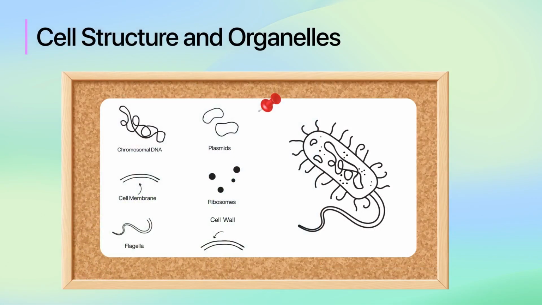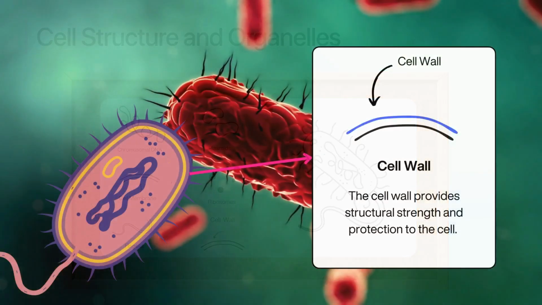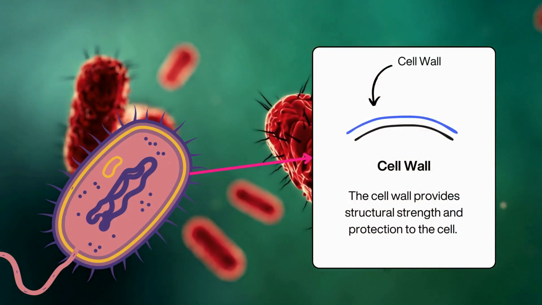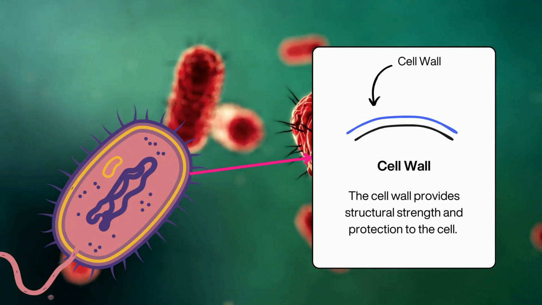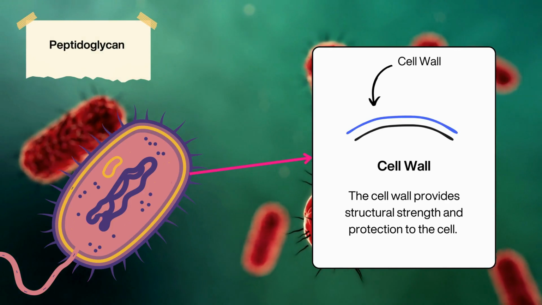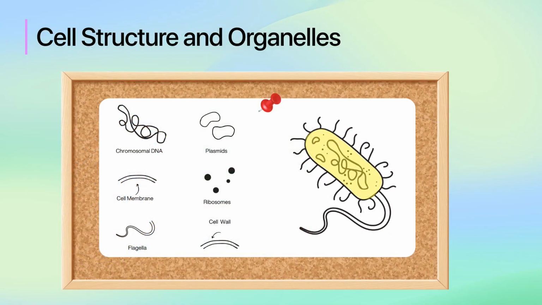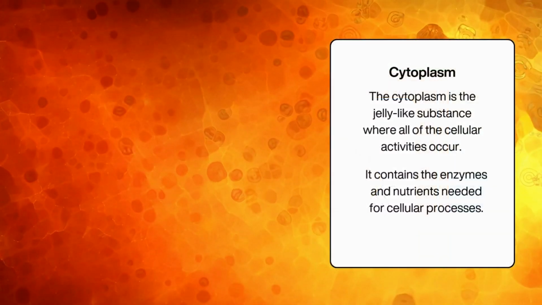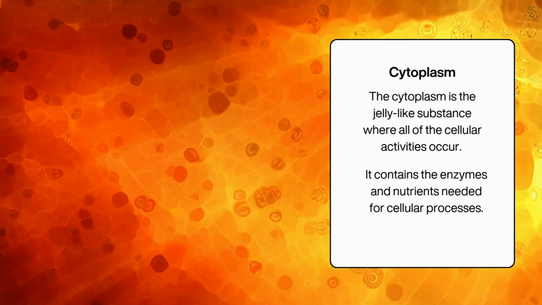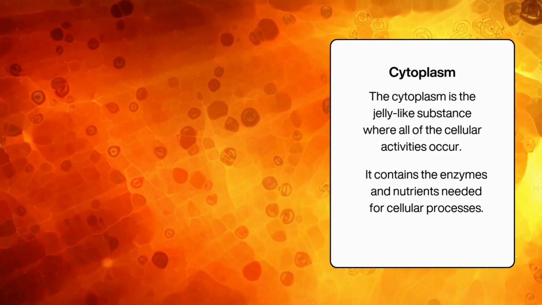Each bacterial cell also has a cell wall surrounding the cell membrane. The cell wall is a rigid layer that provides structural support and protection to the cell. The cell wall in bacteria is made of a substance called peptidoglycan, which is unique to prokaryotes. The remaining area inside the cell is called the cytoplasm. The cytoplasm is the jelly-like substance where all of the cellular activities occur. It contains the enzymes and nutrients needed for cellular processes.